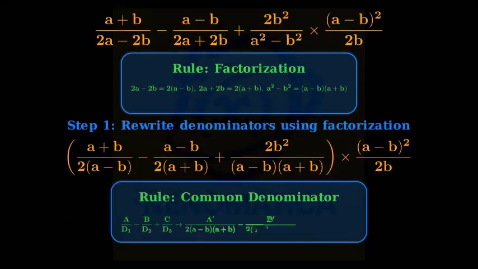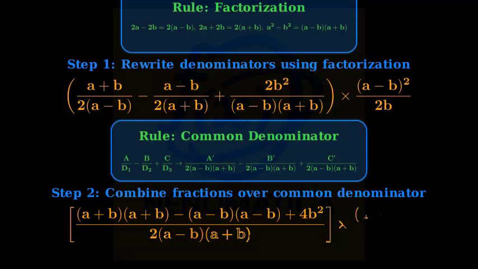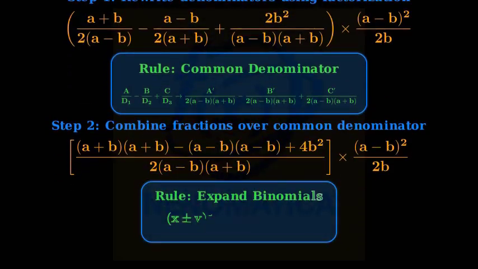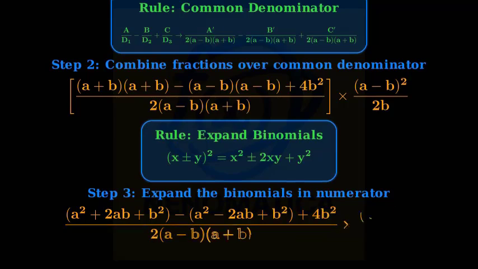Step 2. Combine the three fractions inside the parentheses over the common denominator 2 times a minus b times a plus b. Adjust each numerator accordingly. Step 3. Expand the two squares using the identity. A plus b quantity squared equals a squared plus 2ab plus b squared. A minus b quantity squared equals a squared minus 2ab plus b squared.